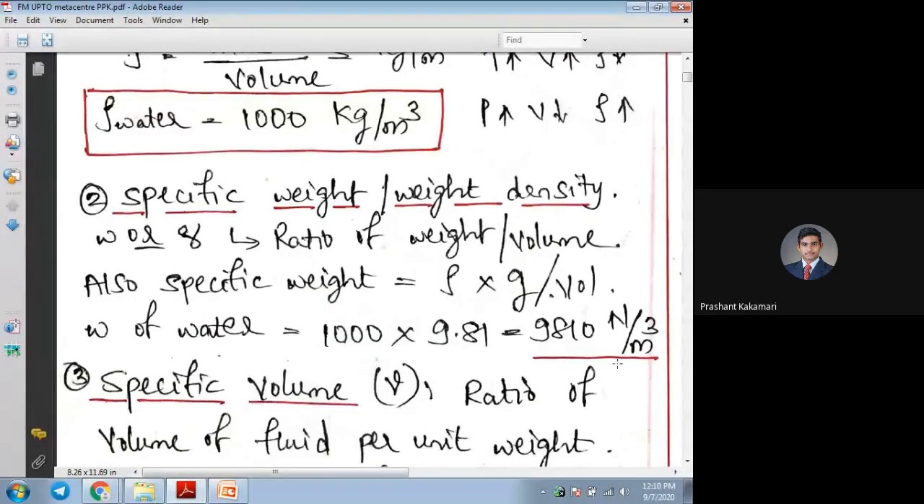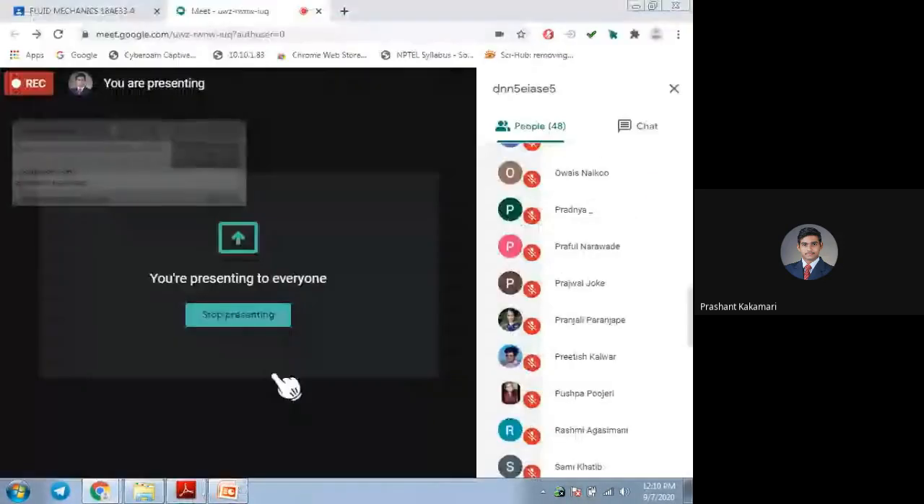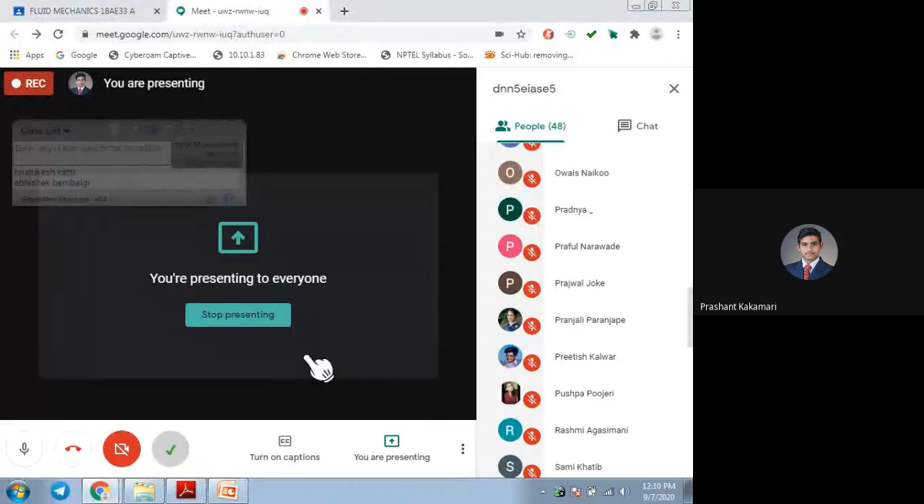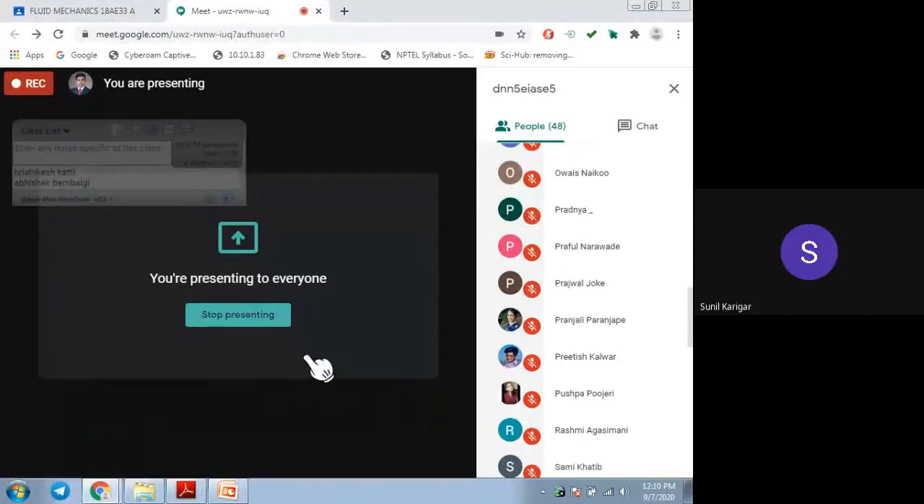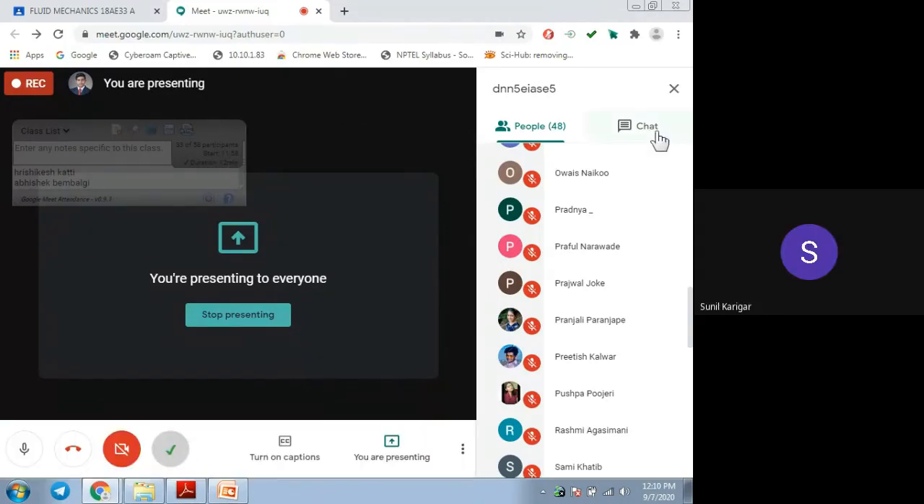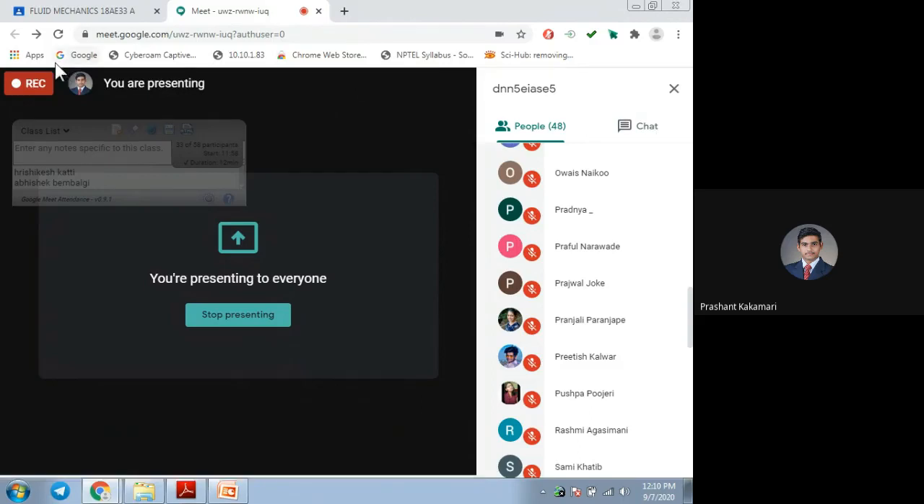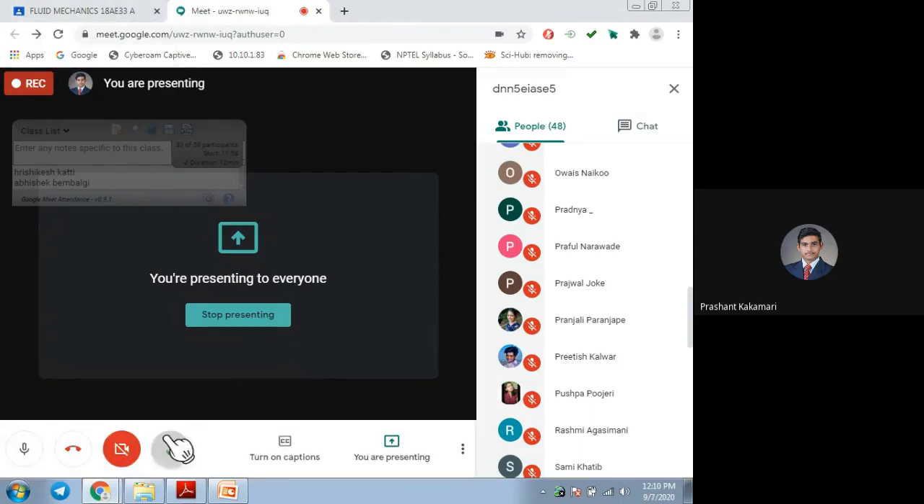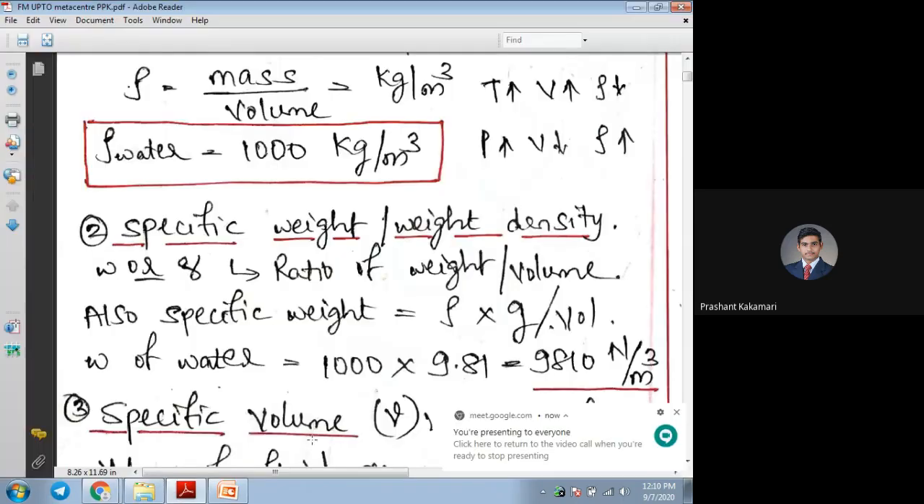So what is the unit of weight? Newton. Can you tell me, anyone, how you can define Newton in kg? kg meter per second square, sir. Yes, kg meter per second square. Very good. Kg meter per second square is the other unit of Newton.